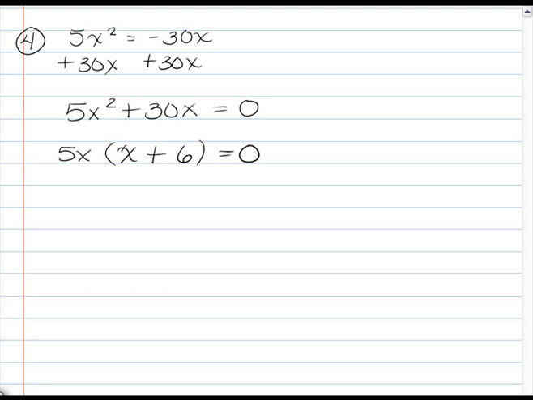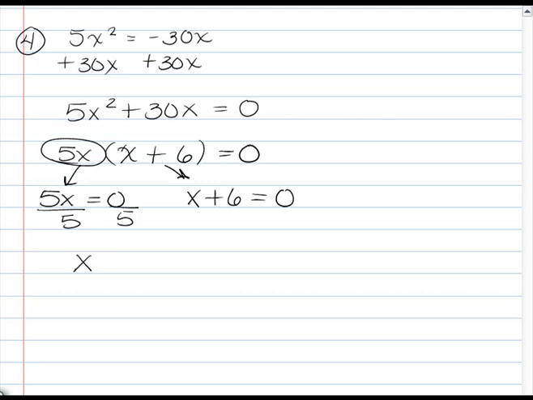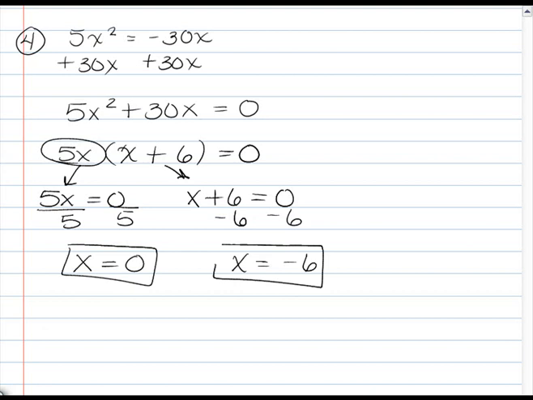Now, the same way we did the parentheses, you're going to do the exact same thing here. 5x is one of your factors, and you're going to place that equal to 0. And x plus 6 is your other, equal to 0. So here we're going to divide by 5, and x equals 0, so there's one answer. Here we'll subtract 6, and x equals negative 6, and there's our second answer.